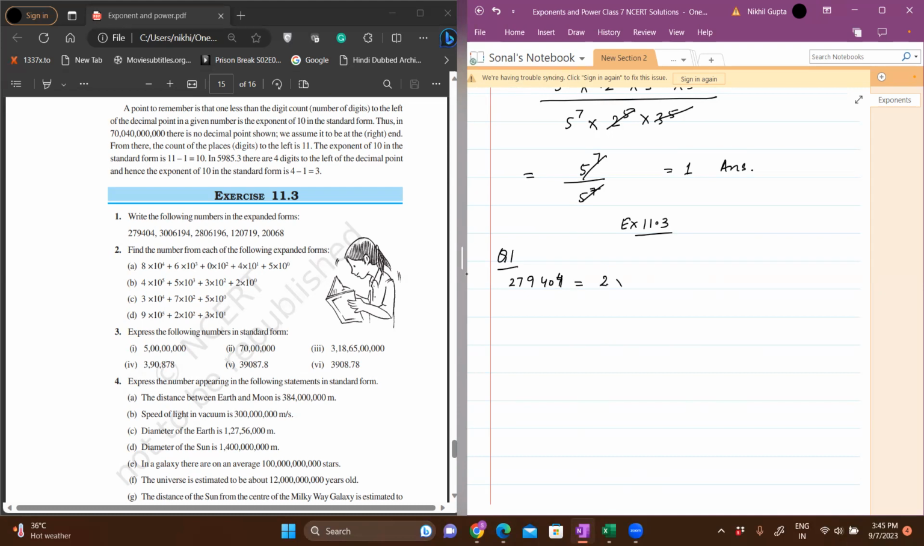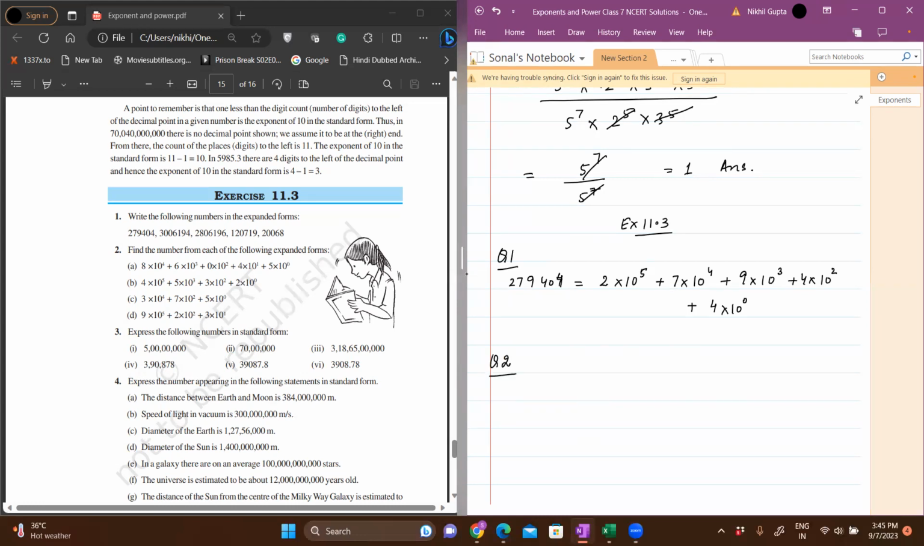So I am multiplying 2 into 10 to the power 5, 5 zeros, plus 7 into 10 to the power 4, 4 zeros, plus 9 into 10 to the power 3, 3 zeros, plus 4 into 10 to the power 2, 2 zeros, plus 0 we can skip, and 4 into 10 to the power 0. Ultimately, when we have the power as 0, that answer will be equal to 1. So this is the expanded form of this given number. You can write down the rest of the numbers yourself.